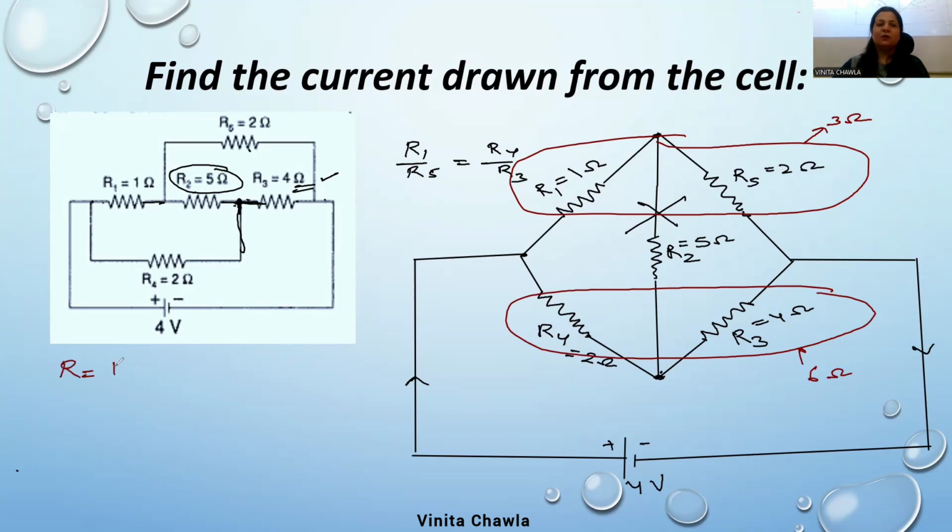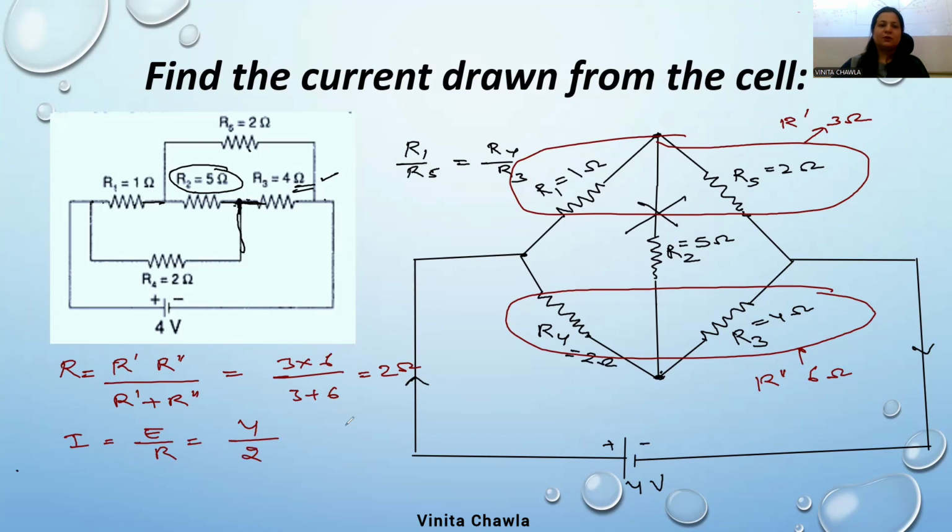It's R1 R2 upon R1 plus R2. So no, it's not R1 R2, we cannot write like this. Let's take this as R dash and this as R double dash. So this is R dash R double dash upon R dash plus R double dash. Find the equivalent resistance: 3 into 6 upon 3 plus 6, 18 by 9, it's 2. Now find current. Current is E upon R, 4 volts upon 2. Current is 2 ampere.